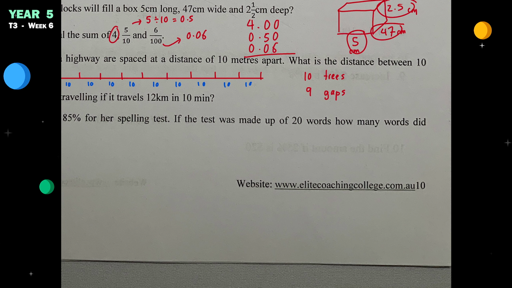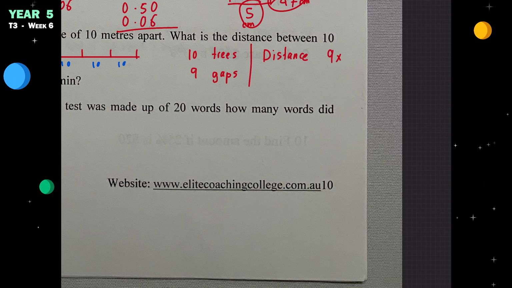So the distance between all of those gaps added together is 9 times the distance between each gap, which is 10 meters, right? 9 times 10 meters, and that's equal to 90 meters.